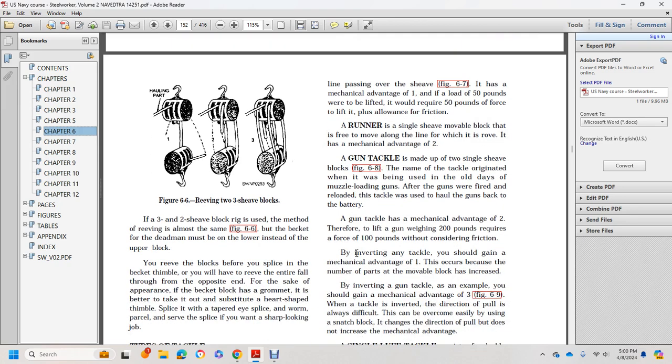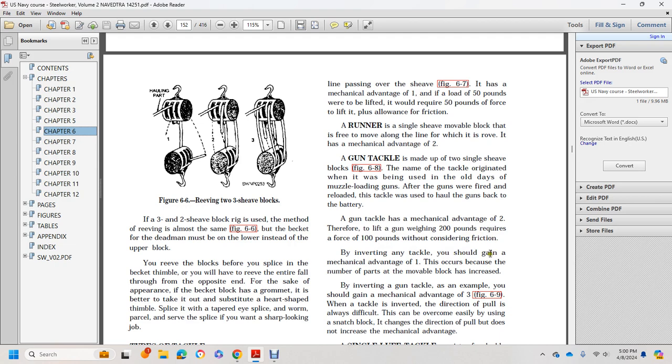The gun tackle. A gun tackle is made with two single-sheave blocks. The name of the tackle originated with being used in the old days of muzzle-loading guns. After the guns were fired and reloaded, the tackle was used to haul the guns back into battery. A gun tackle has a mechanical advantage of 2, therefore lifting a gun weighing 200 pounds requires a force of 100 pounds, without considering friction.